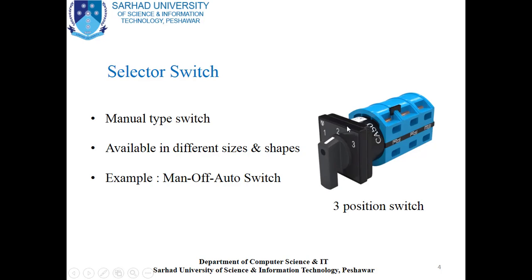The best example of a selector switch is the manual off automatic switch. Man means manual, off, auto means automatic. It can be read as man off auto switch. So the best example of a selector switch is the man off auto switch. Switching to the next slide.